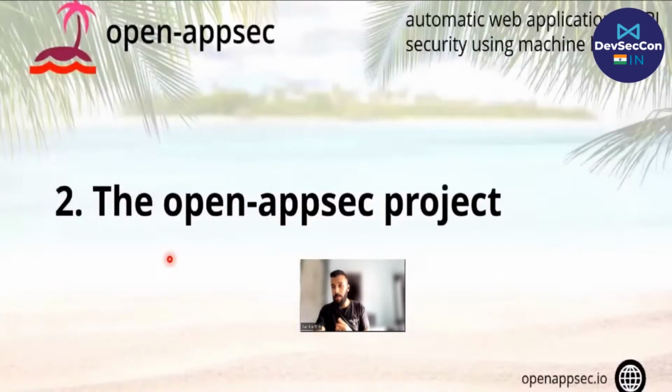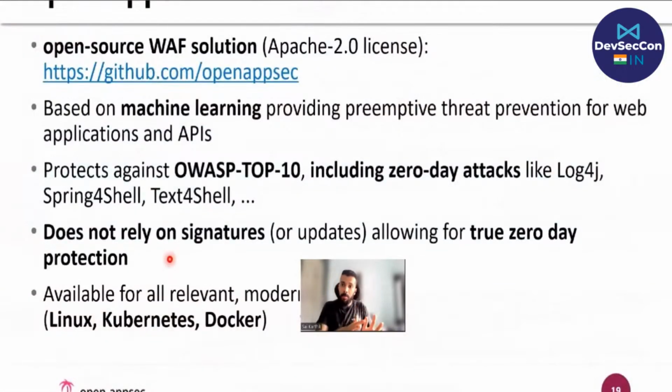Now, what do we do about it? As a cybersecurity company in the industry, we've been pushing the envelope with this particular open source project. We call it OpenAppSec. The crux of it is this: OpenAppSec is an open source WAF. It's Apache 2.0 license, and the core of this WAF is an ML-based engine for decision making, as opposed to static rule-based decision making or signature-based decision making.